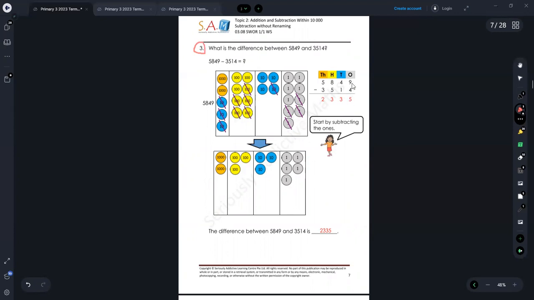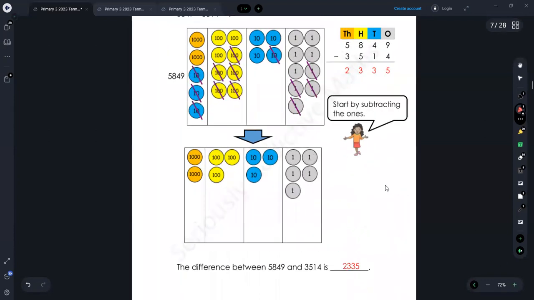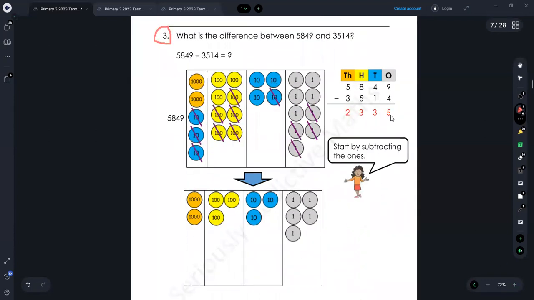So this is the way that you say it: 9 ones minus 4 ones equals 5 ones, 4 tenths minus 1 tenth equals 3 tenths, 8 tenths minus 5 tenths equals 3 tenths, and sorry, I'm saying too fast. 8 hundredths minus 5 hundredths equals 3 hundredths, and 5,000 minus 3,000 equals 2,000. So the answer is 2,335. To address the question, remember, what is the difference between 5,849 and 3,514? It is basically 5,849 minus 3,514.